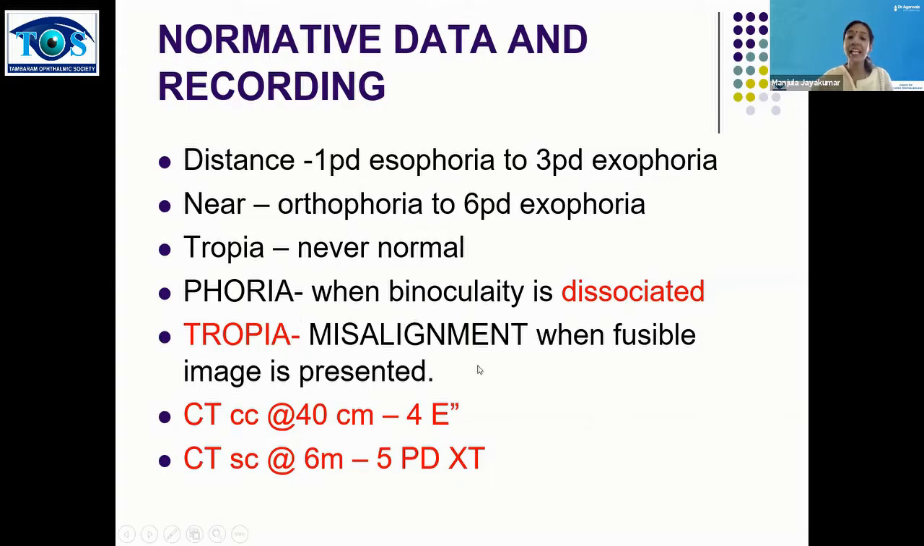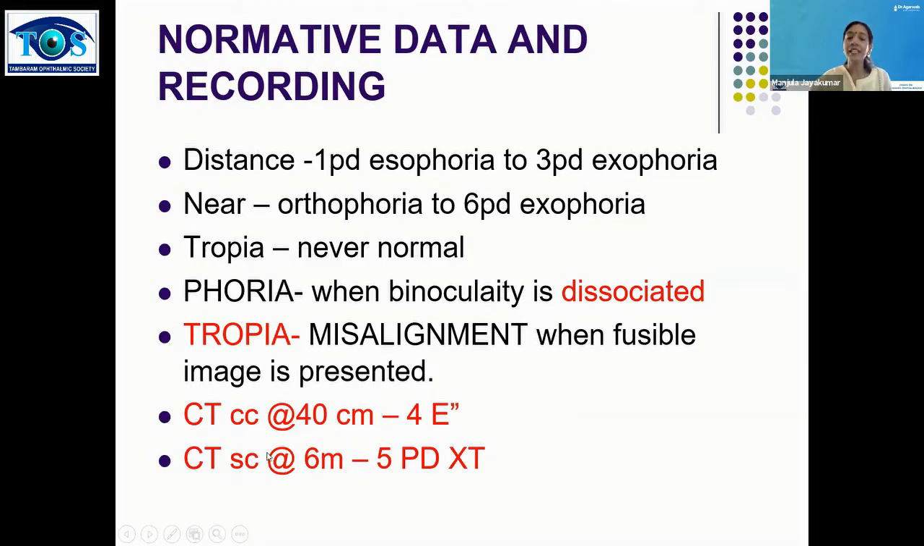Tropia is misalignment even when you have a fusible target. And how do you record your findings? Cover test with correction at 40 centimeter: it is 4 prisms of esophoria. Cover test without correction at 6 meters. I'm just giving you an example.